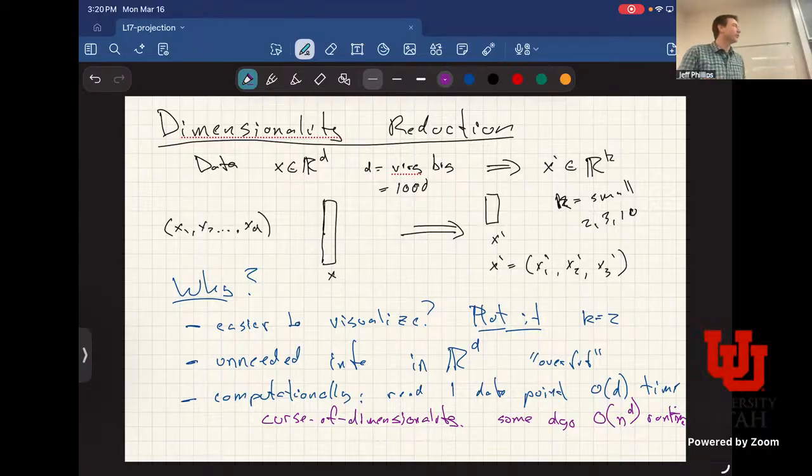Okay, so we'll see some aspects of this. It's very important to visualize data, to plot it down to low dimensions. Sometimes there's unneeded information. Sometimes it's just to speed things up, and so you get some computational advantage by doing dimensional reduction. There's a variety of needs for doing this, and it shows up as useful inside of many other algorithms and places.